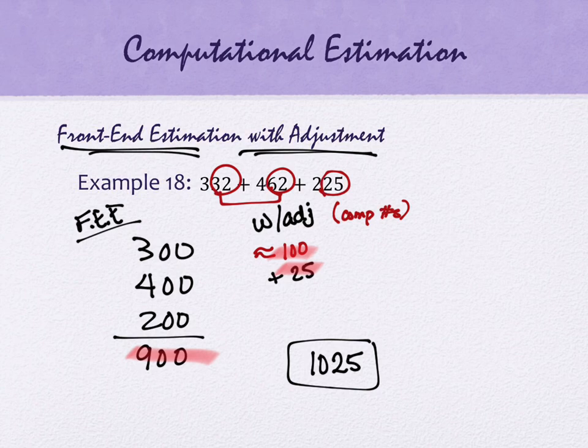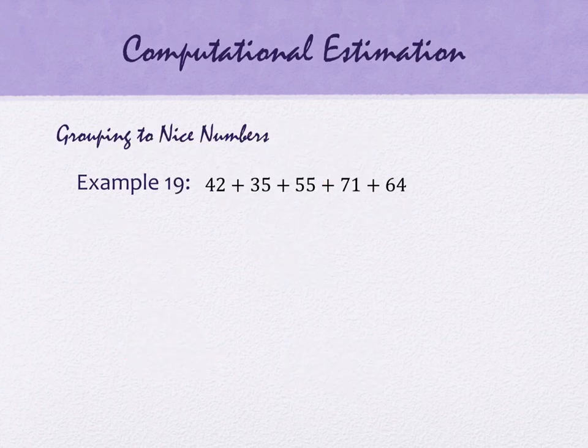All right, the next one is much like that. It's called grouping to nice numbers. So again, you might group a little bit differently, and you might get a little bit different answer, but they're all going to be in the same ballpark. We're looking for numbers that are approximately compatible, kind of like the adjustment thing there. So what two numbers here would you look at and say, that's about 100? All right, 35 and 64. Or you might do 35 and 71. Right? I'm going to do 35 and 71. It works out a little bit nicer for the other numbers that are present here. 35 and 71 are about 100.